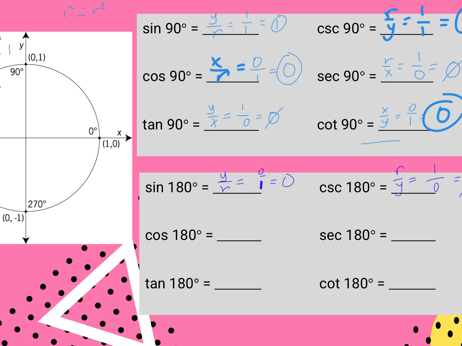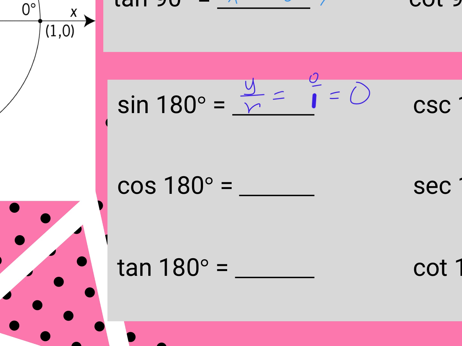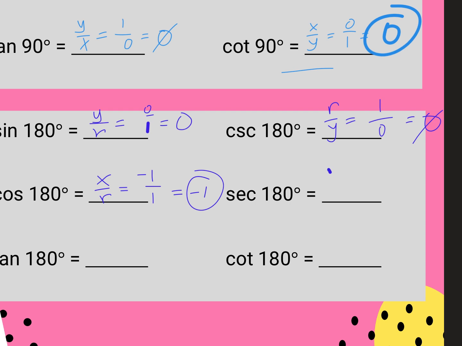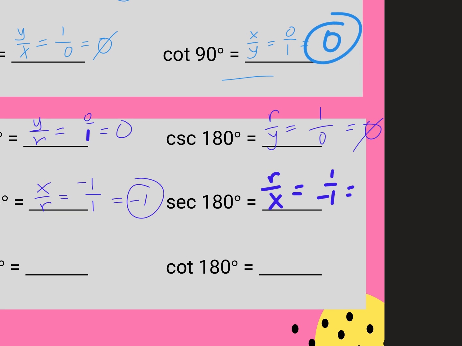What about cosine? What's my cosine? What over what? X over y. Okay, what's your x value at 180? Oh my gosh, what is wrong with me? X over r. Thank you. I'm looking at the next one. It's okay, sorry. What's x? -1 over your r value is, so your answer is -1. Perfect. Reciprocal. My reciprocal of cosine is r over x. That's our secant, so r over x. So this is 1 over -1, which is -1.